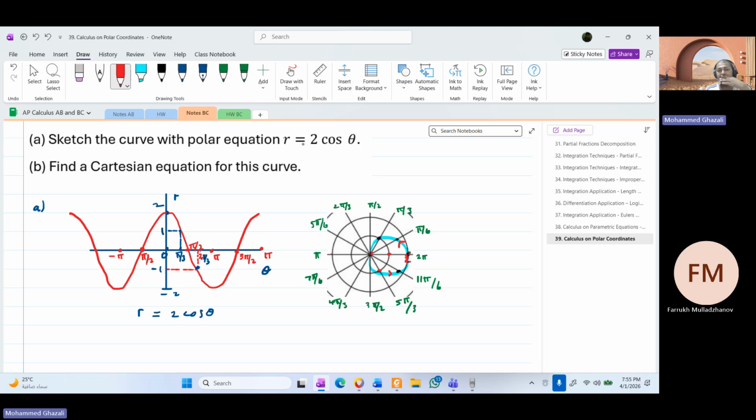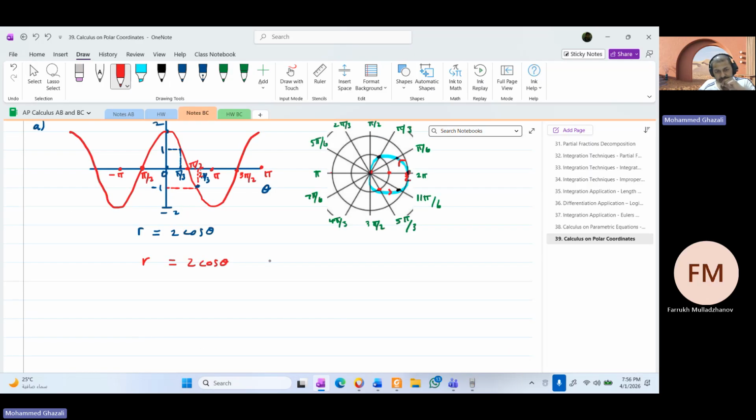So now let's check if this is actually true. For part A, remember r is equal to 2 cos theta. Let's convert it into a Cartesian equation and check if it actually works. This is a polar equation, right? I want to find a Cartesian equation. Polar to Cartesian, you say x is equal to r cos theta, and y is equal to r sin theta. So let's not eliminate r as yet.